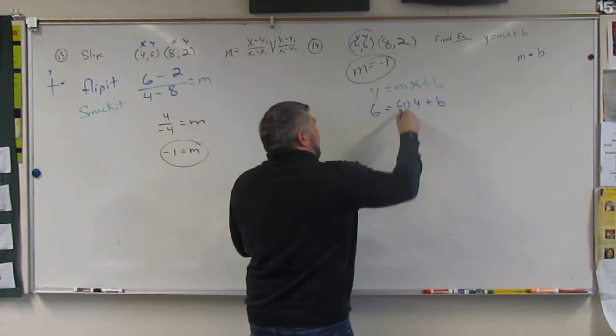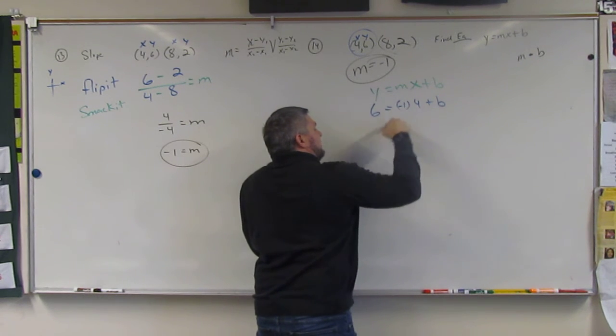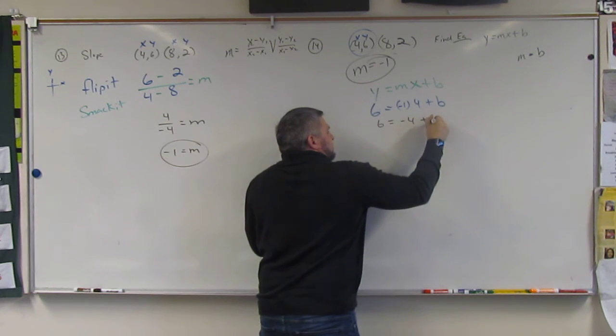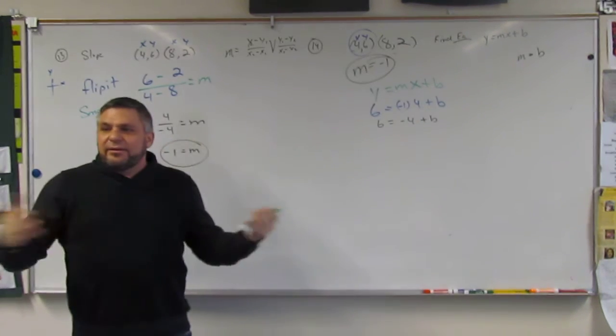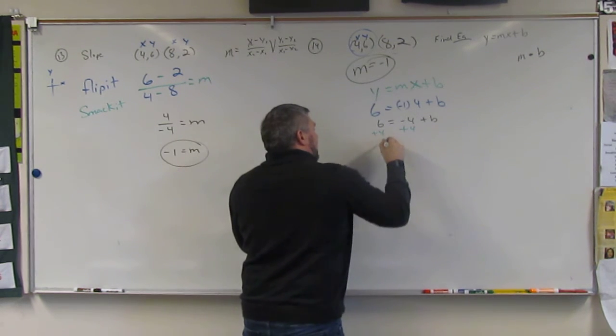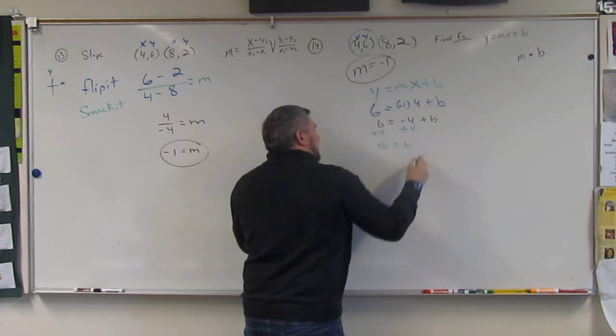What is negative 1 times 4? Negative 4, right? Okay, and then I add 4 to both sides. Plus 4, plus 4. So I get 10 is equal to b.